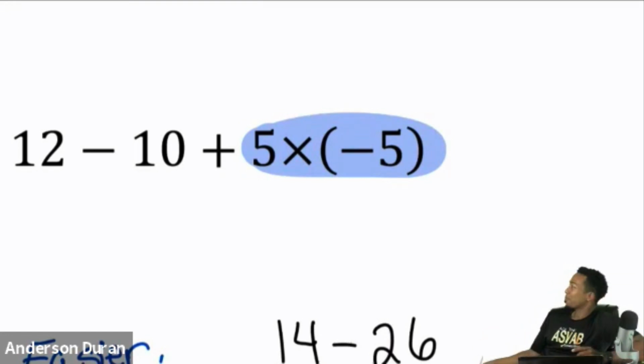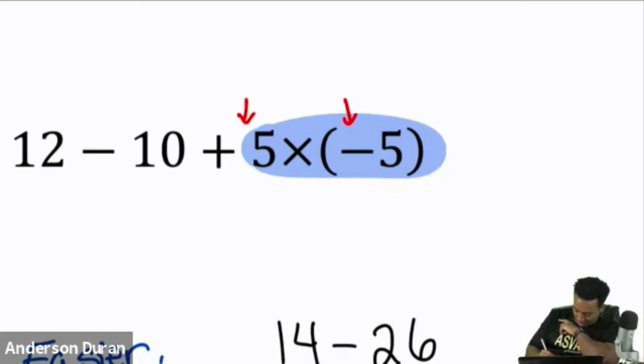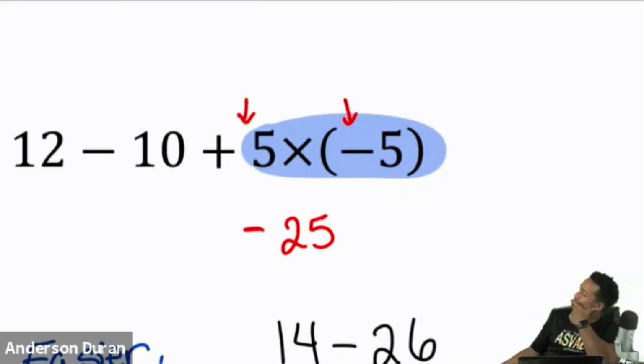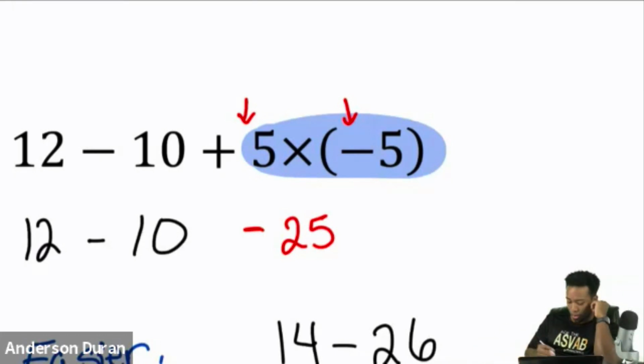And so help me out here. We have a 5 times a negative 5. The signs here, I got you. I know, I suck. So a positive times a negative, that's going to give us a negative. And then 5 times 5 gives us 25. So we have a negative 25 sitting right here. Okay, cool. And so let's just bring everything else down. 12 minus 10 minus 25 now. And so remember, this was a positive there, so a plus negative 25.